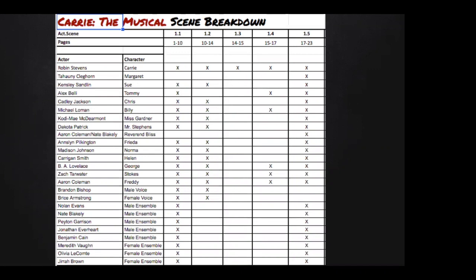So at the top, you can see that you have the act and scene, and then the pages of the script where that act and scene take place, and then a column with the actor and which character they're portraying. So you have all the information in one place. Carrie the Musical does not have just five scenes. It has more, but this is for the well-being of this presentation so that you don't have to look at all of that.